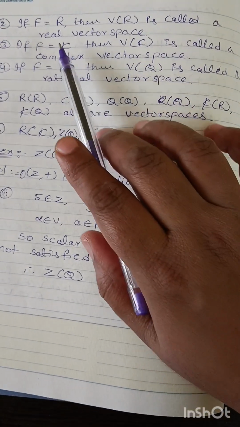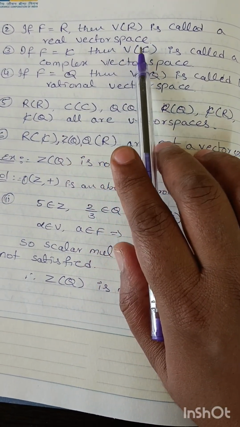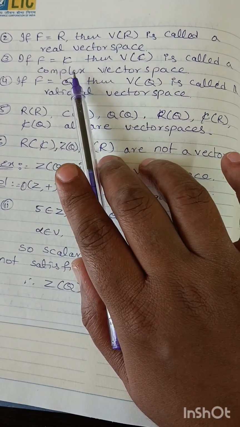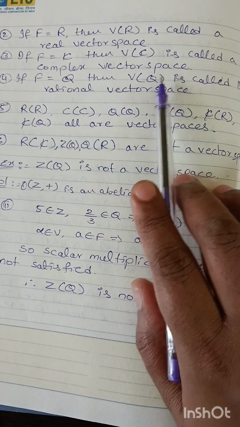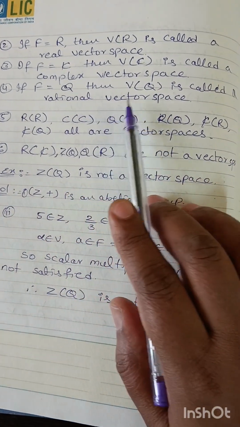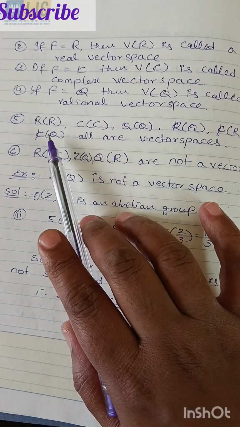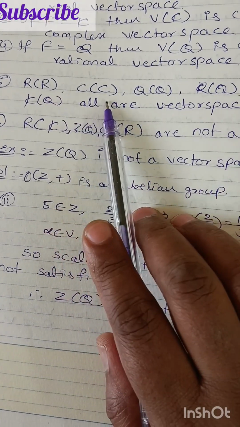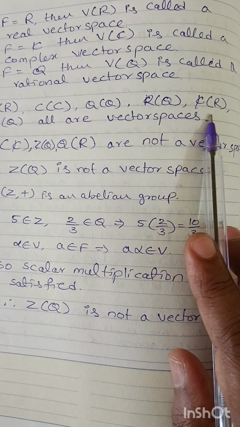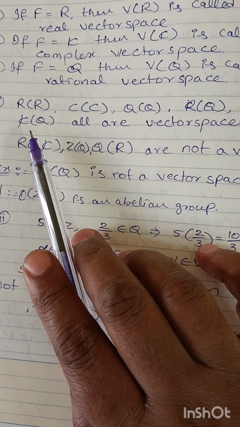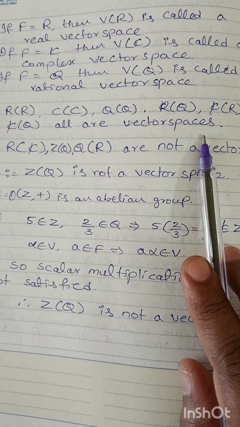Second note point: if F equals R, then V over R is called a real vector space. If F equals complex numbers, then V over C is called a complex vector space. If F equals Q, then V over Q is called a rational vector space. Fifth point: R over R, C over C, Q over Q, R over Q, complex numbers over real numbers, complex numbers over rational numbers, all are vector spaces.